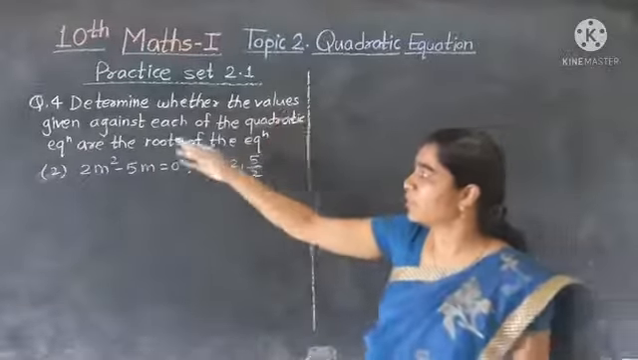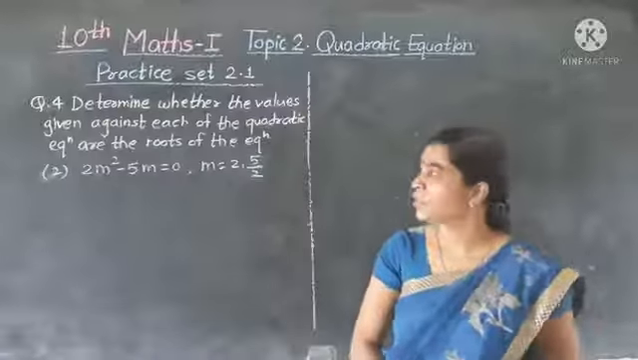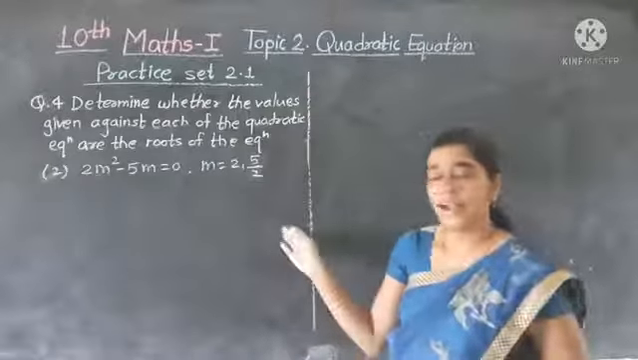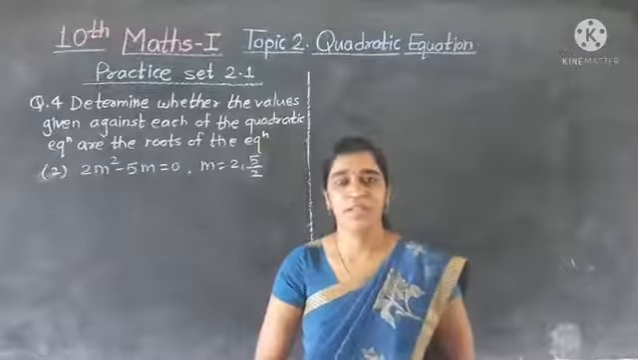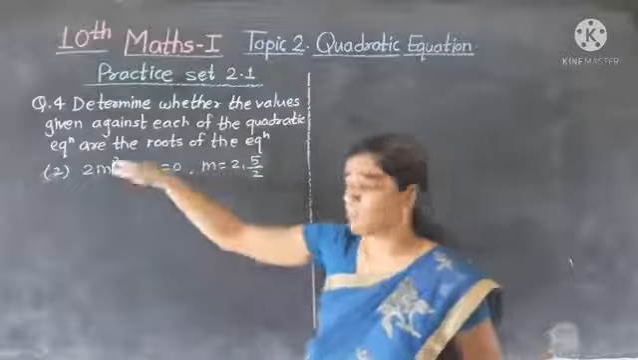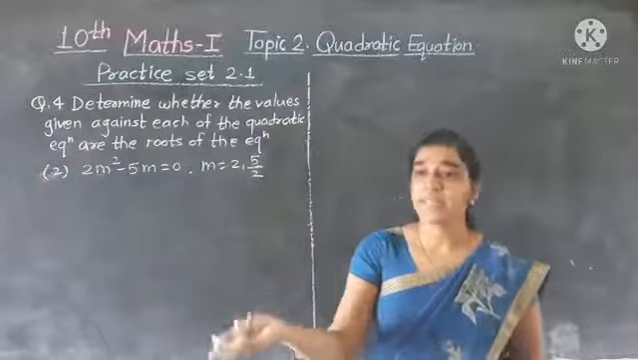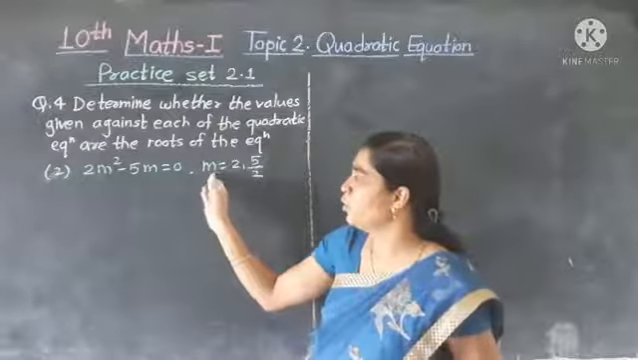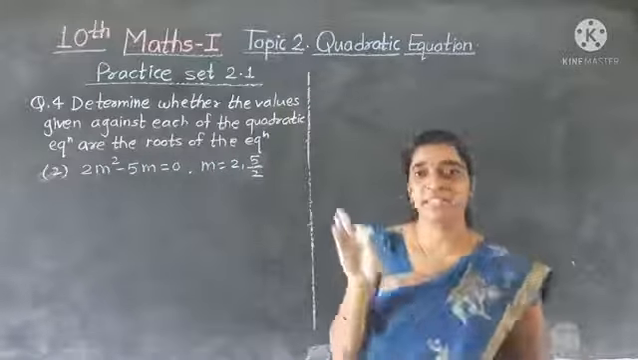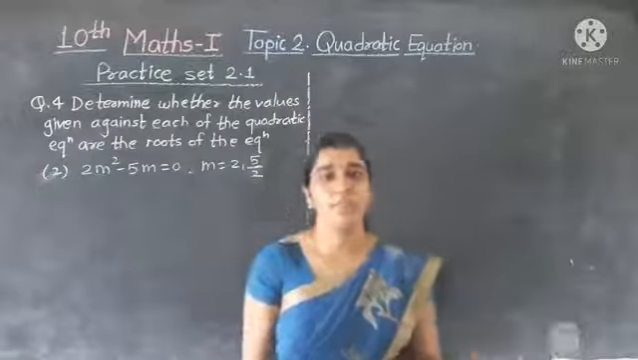See question number 4. Determine whether the values given against each of the quadratic equations are the roots of the equation. I had told you at the starting of this topic, when the given values are roots of this equation, if this value satisfies this equation, then we say that it is a root of that equation. What is meant by satisfy? If when we put the value of m in this, LHS and RHS become the same, then we say that it satisfies, so it is a root of that equation.